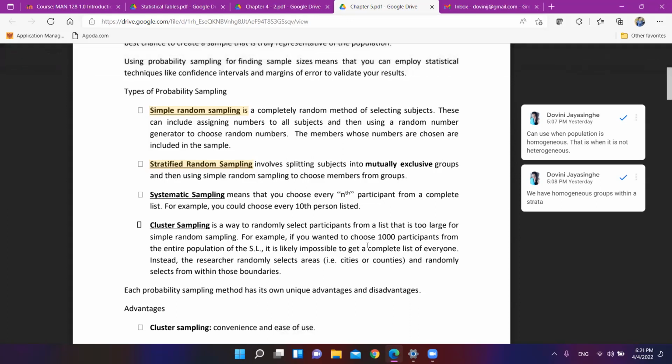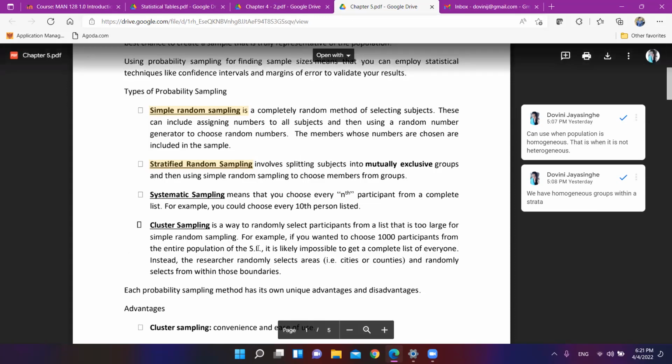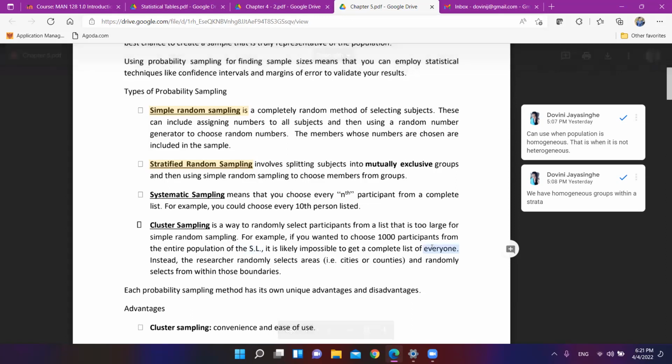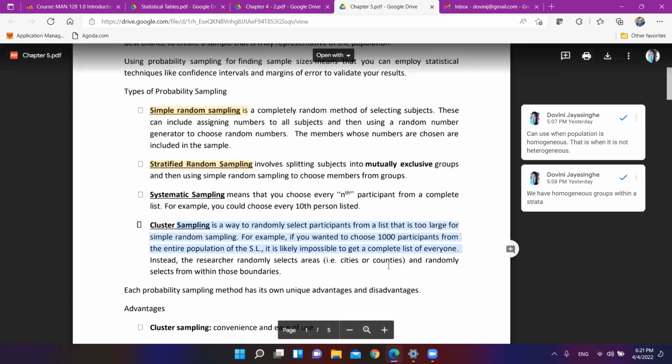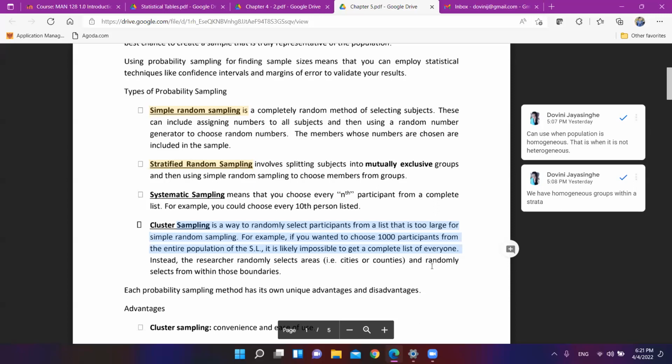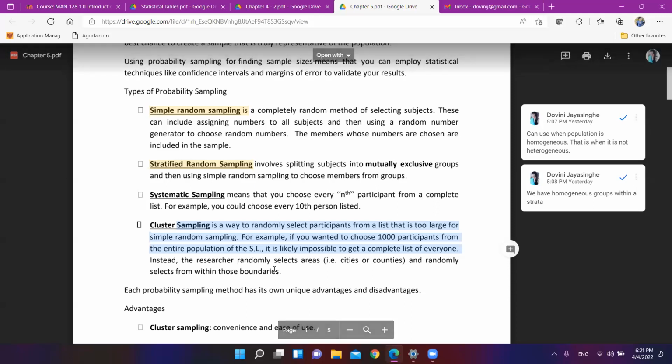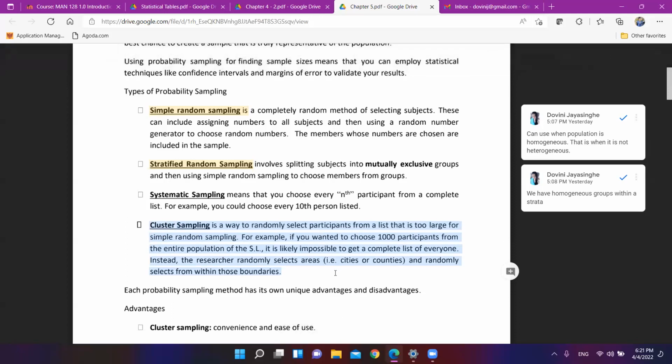For example, if you wanted to choose 1,000 participants from the entire population of Sri Lanka, it is likely impossible to get a complete list of everyone. There are 22 million people in Sri Lanka, right? So it's really hard. Instead, the researcher randomly selects areas, for example, cities or provinces, and randomly selects from within those boundaries. So suppose we took Colombo, Gampaha, Kurunegala, Kandy, Jaffna.